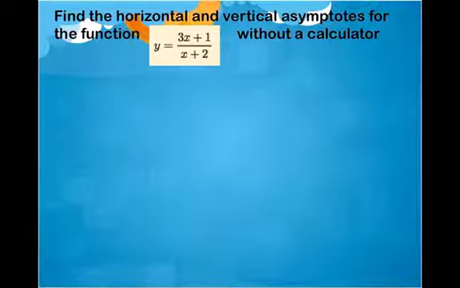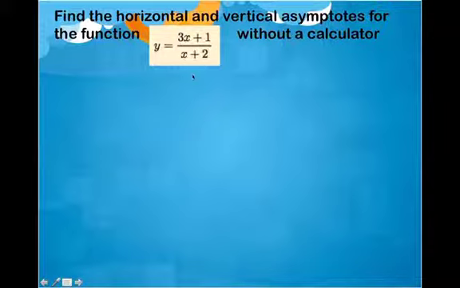Okay, let's try it again with this function. Go ahead and press pause. Okay, again, where's our function undefined? When x is equal to -2. That makes the denominator 0, and we have an undefined function. So a vertical line through x equals -2.